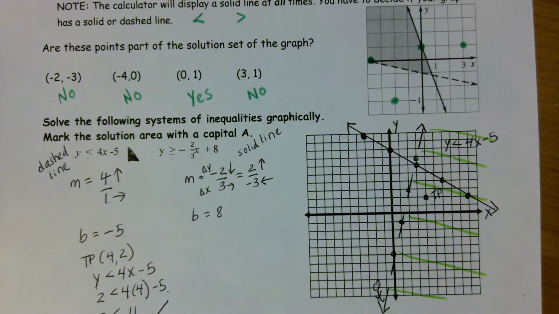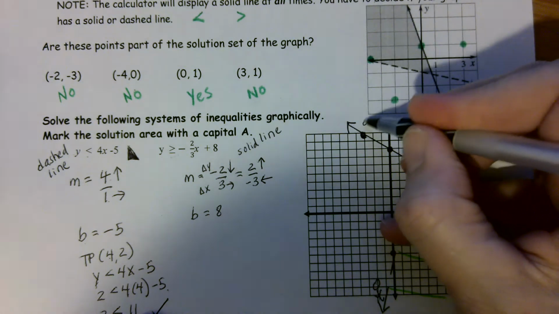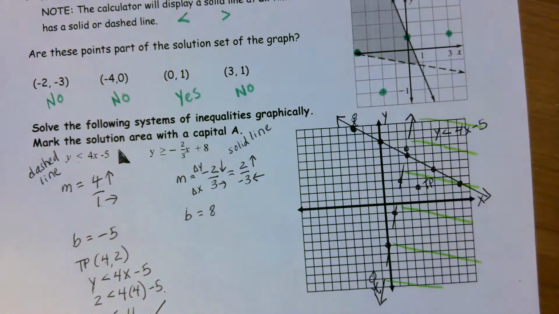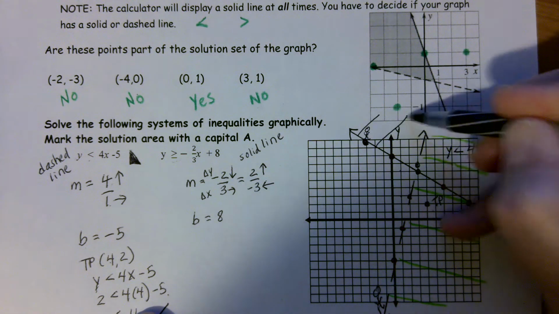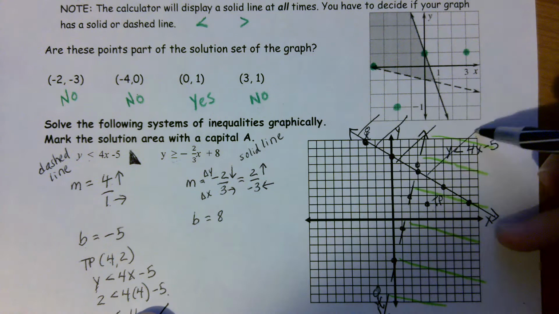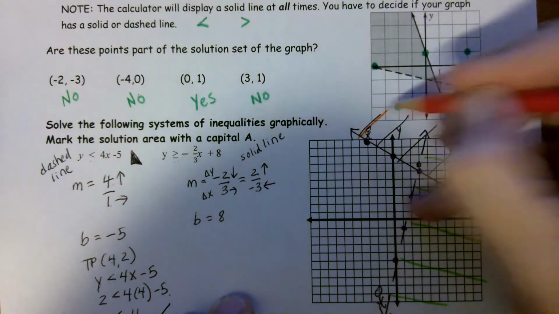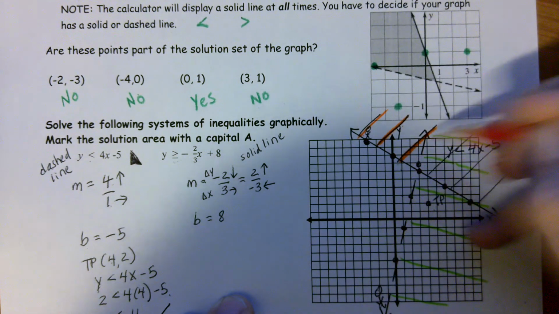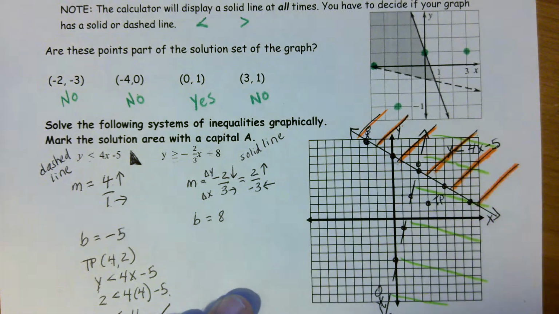Now let's take a look at how we should shade it. So if it's greater than, here's my hiker. If it's greater than, we're going to shade above that hiker. So it will be shaded like so. And it's helpful if you use colored pencils to really make it stand out, so you can see where the regions intersect.